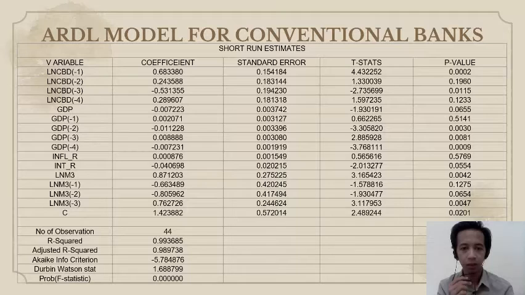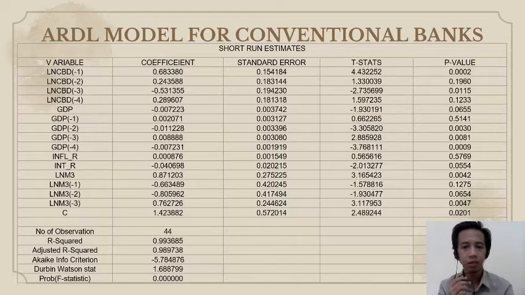Next, we will see the ARDL model for conventional bank in the short run estimates. In the short run, for the first lag period, CBD has a positively significant influence, but for the third lag period, CBD has a negatively significant influence on the dependent variable. For the second and fourth lag period, it's not significant. For GDP, the second and fourth periods are negatively significant, but only the third period has a positively significant impact on total saving deposit of conventional banks. At the level and first lag period, they are not significant.